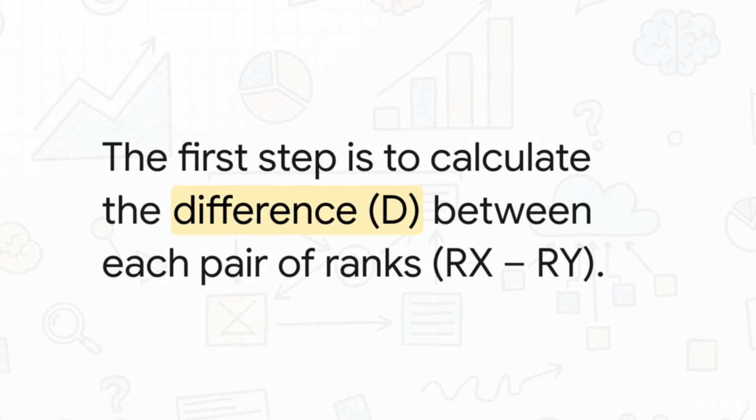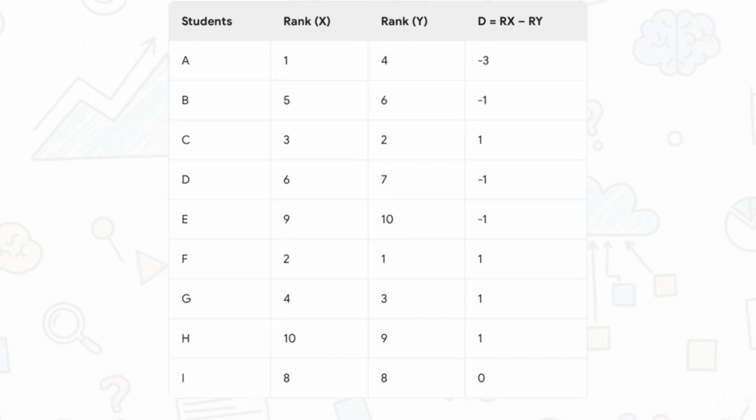So what we're going to do is add a new column to our table. We'll call it D for difference. And it's super simple. For every single student, we're just going to subtract their rank in test Y from their rank in exam X. And voila! Here's what that looks like.